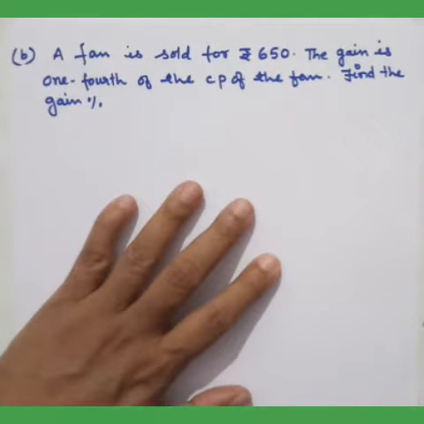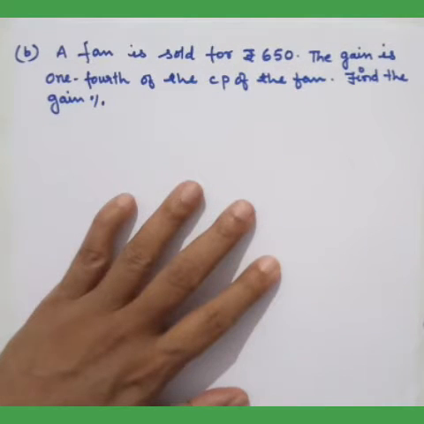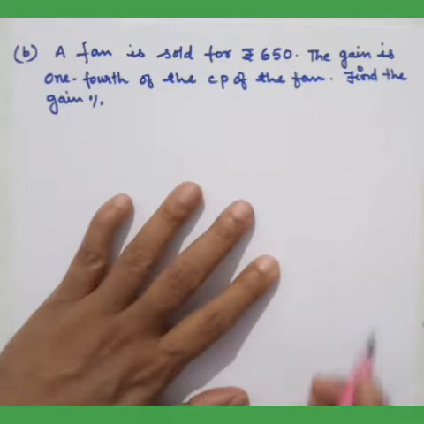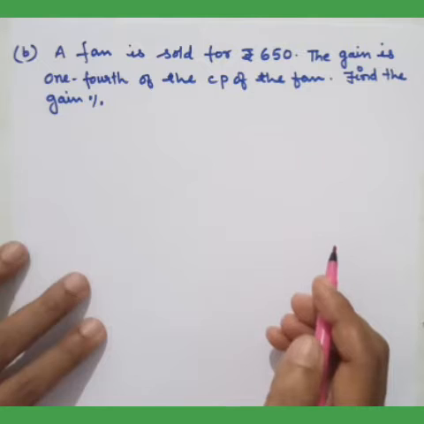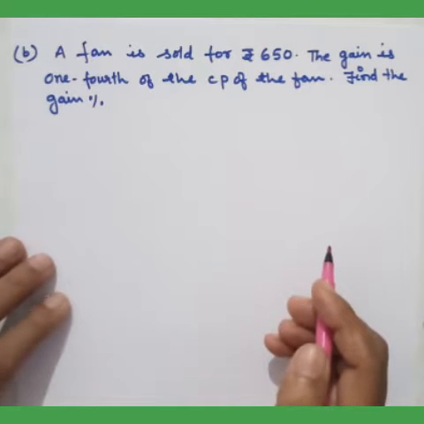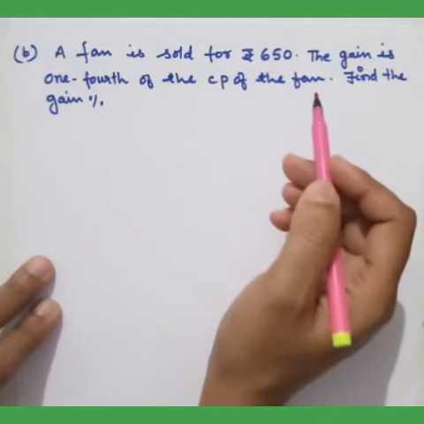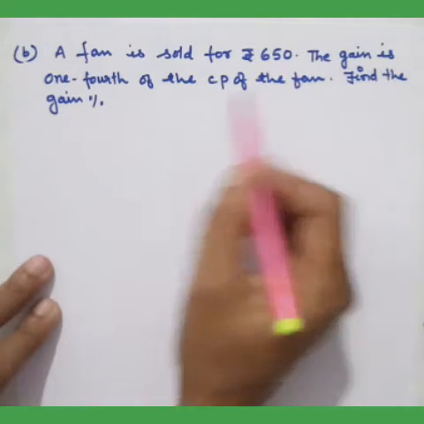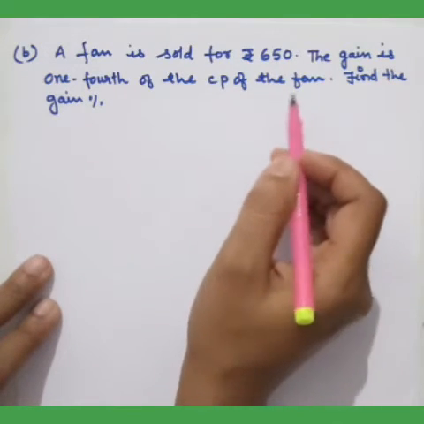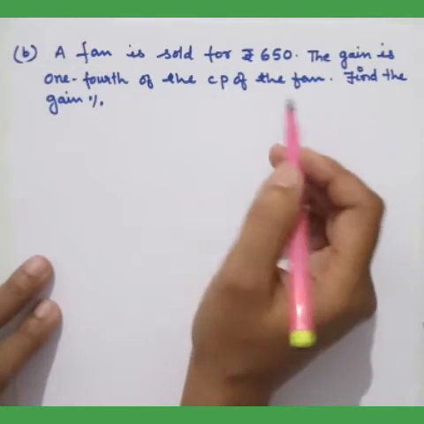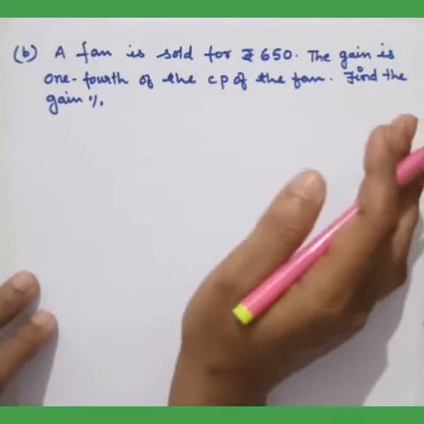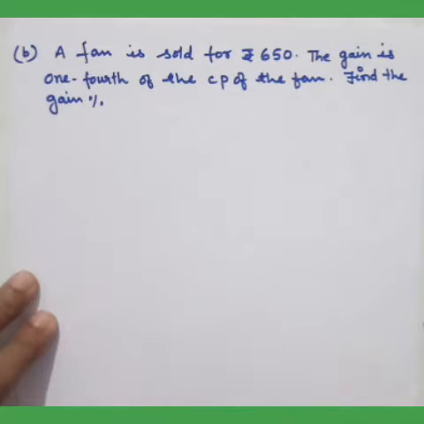Now let us see the next question. A fan is sold for rupees 650. The gain is 1/4 of the CP of the fan. Sold for rupees 650 means selling price of the fan is 650. The gain is 1/4 of the CP of the fan. Find the gain percent. So first of all, let us see. We don't know what is CP. Without knowing CP, you cannot find out the profit.